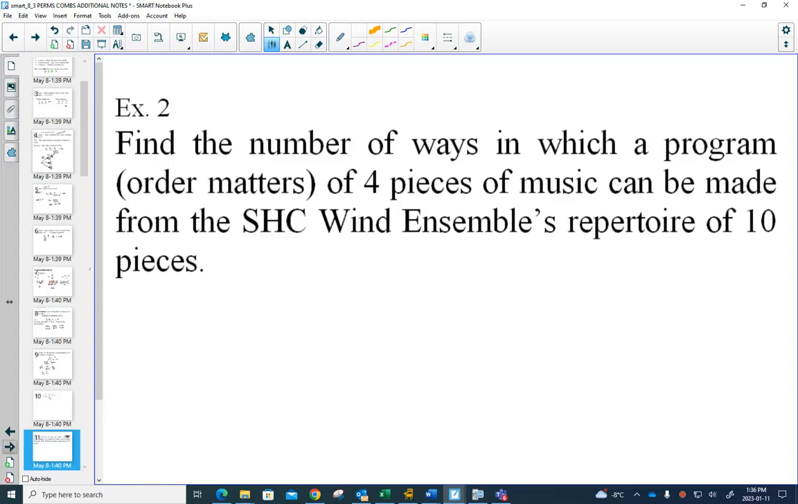Does our school still have a wind ensemble? No. They used to, but not right now.